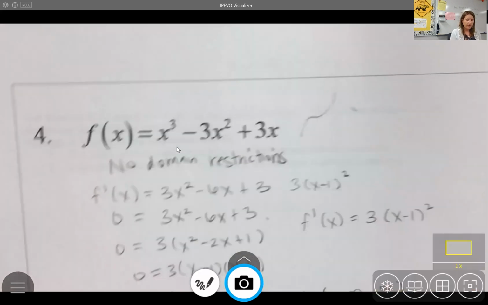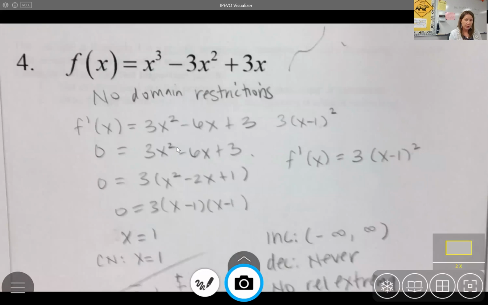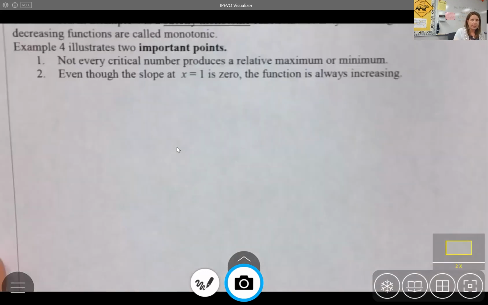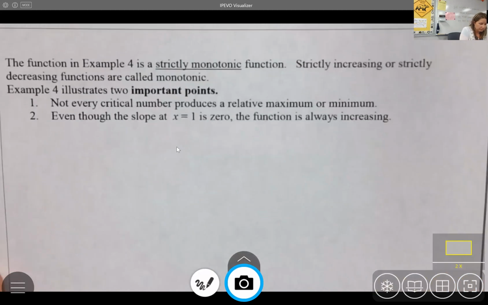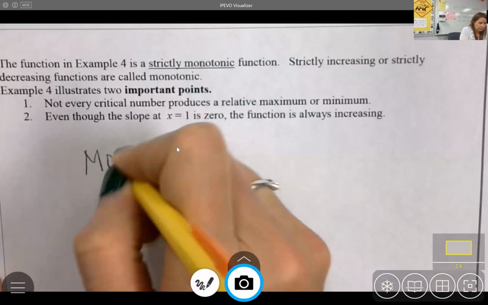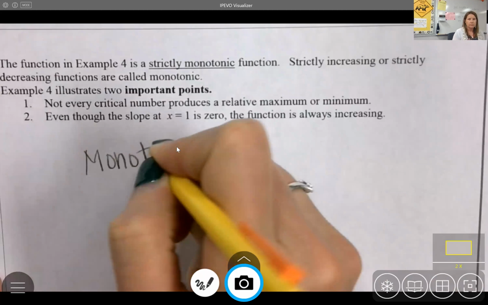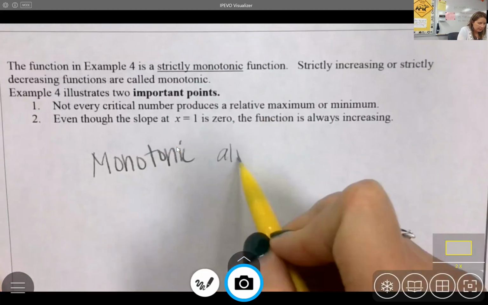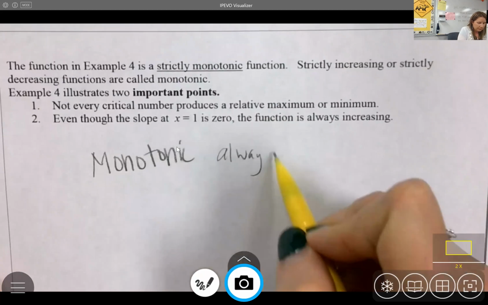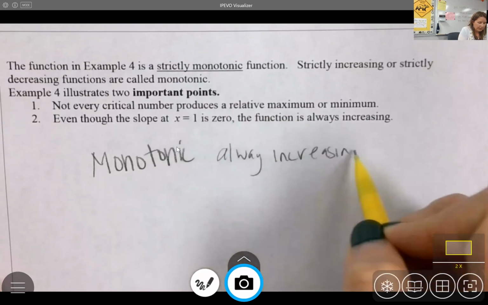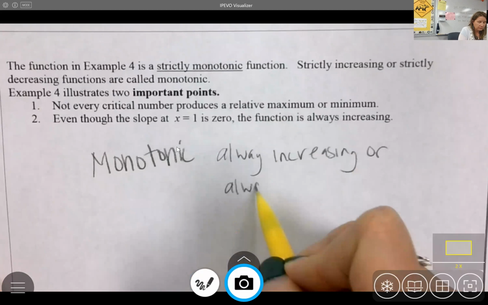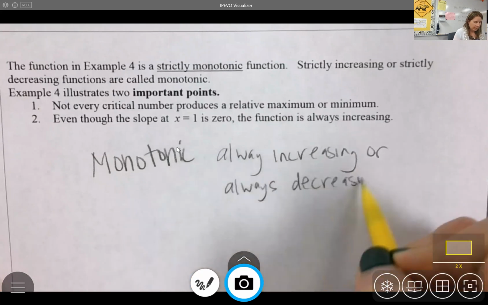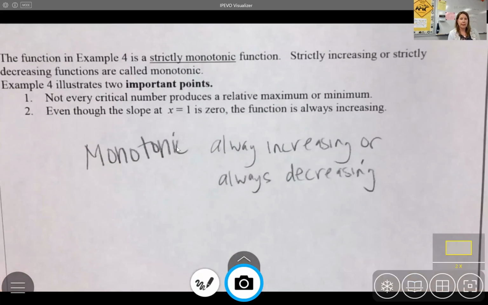Okay, when a function does this, where it's always increasing or always decreasing, they call that monotonic, okay?